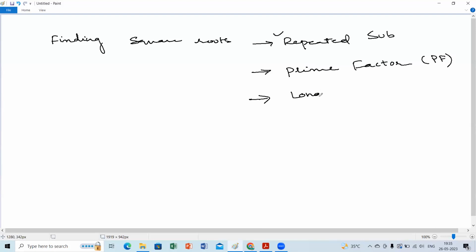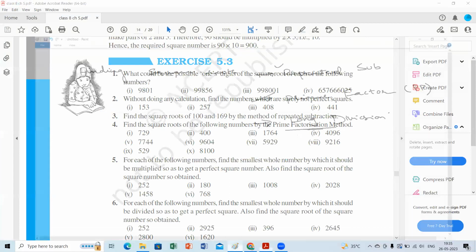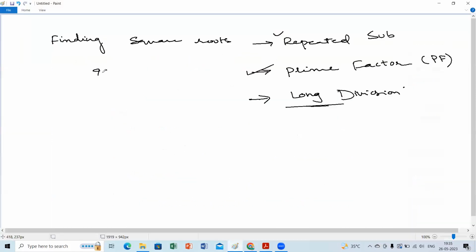Long division is nothing but pairing up. There are some rules we have to learn for this. We'll see long division step by step. Then we will go with the prime factorization method. The number mentioned here is 9604.